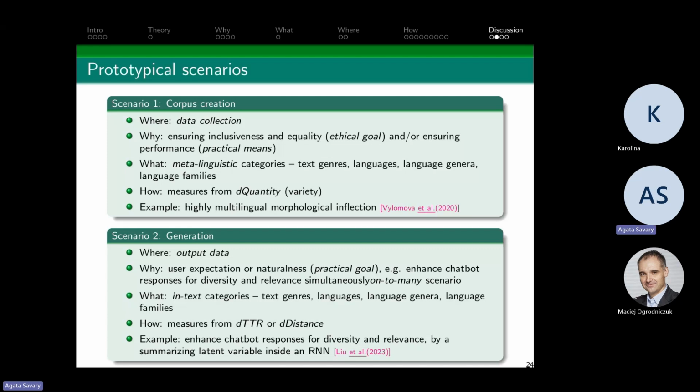Now, the categories are most of the time in text categories. Sorry, this is a copy-paste problem. This is, of course, not genres or languages. It's most of the time n-grams. Right? And the way it is measured is most of the time either type-token ratio or distances of all kinds between sentences. An example of such a scenario is when you want chatbots to have both diverse and relevant responses, and the way people do it is that they look into the model and they add some latent variables or change something inside so that what is generated is not one optimal answer, but something more. Right?